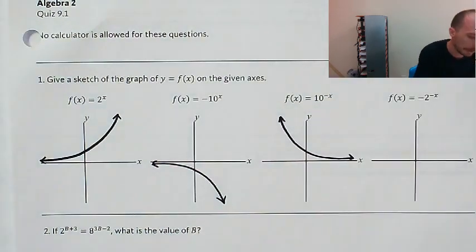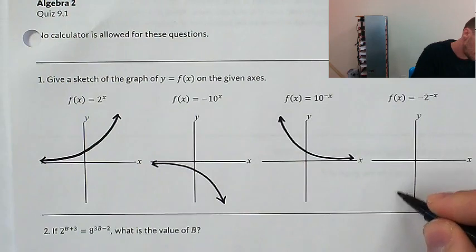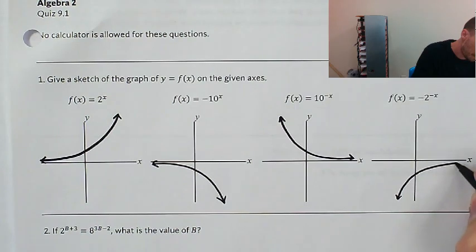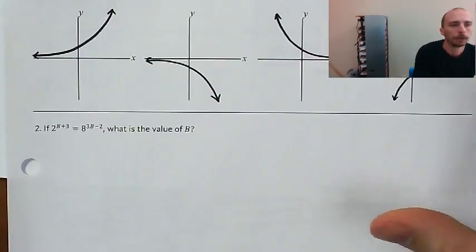And go like that. And -2 to the negative x, okay, this is a little tricky. This is decay, but negative, so it's going to go towards 0, but from underneath. So, okay. All right, number 2.